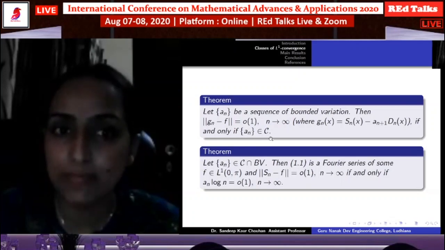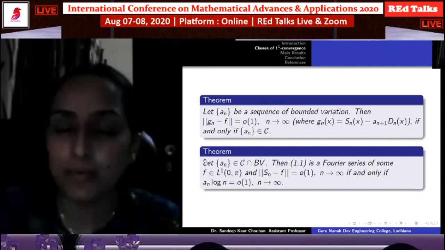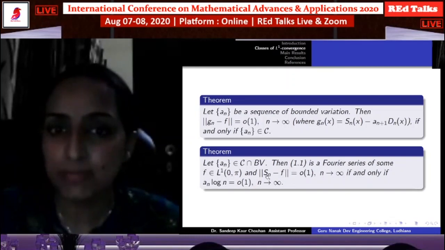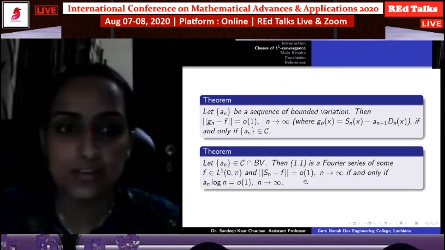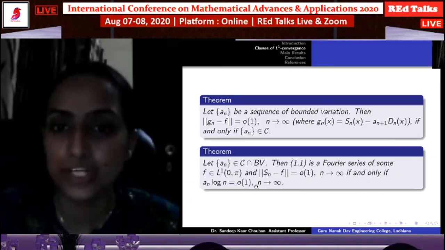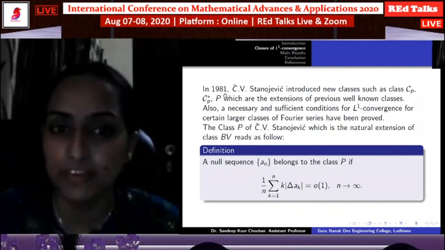Gn converges to f in L1 metric norm if and only if an belongs to class C, where Gn is the modified trigonometric sum defined by Rees-Stanojevic. The next theorem is: let an belong to class C intersection BV, then 1.1 is a Fourier series of some function f and Sn converges to f in L1 metric norm if and only if an log n goes to 0 as n approaches infinity.